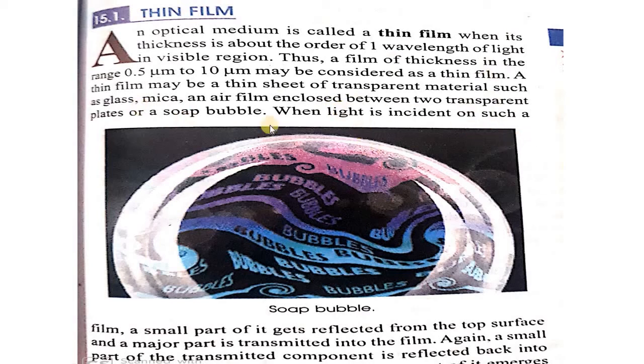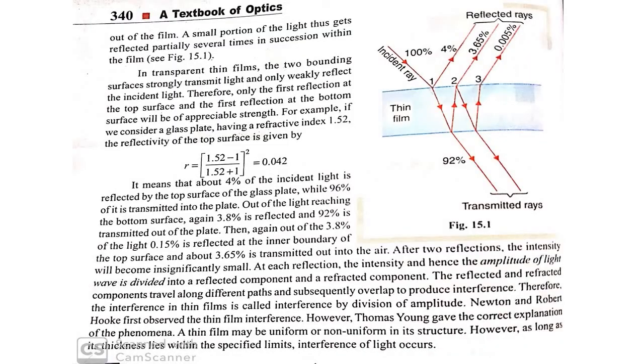When light is incident on such a film, what happens? A small part of the light gets reflected from the top surface. A major part is transmitted into the film. Again, a small part is reflected, transmitted, and so on, and this process gets repeated. Suppose we have an incident ray having 100% intensity hitting a thin film. What happens? As an example, we can take 96% of the light.